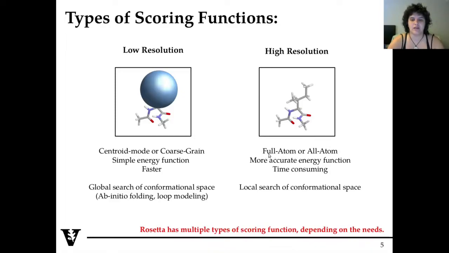it can be referred to as the full atom or all atom scoring function. However, it's time consuming, so this is usually used for local search of conformational space, and you will see there are many applications of Rosetta in which you first start with a low resolution scoring function and then you refine with a higher resolution scoring function, and this is to find a good compromise between calculation time and accuracy.